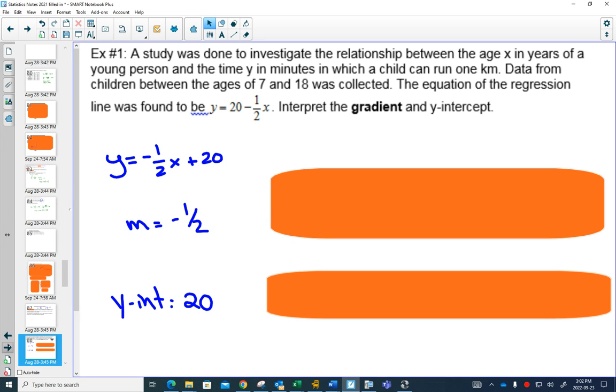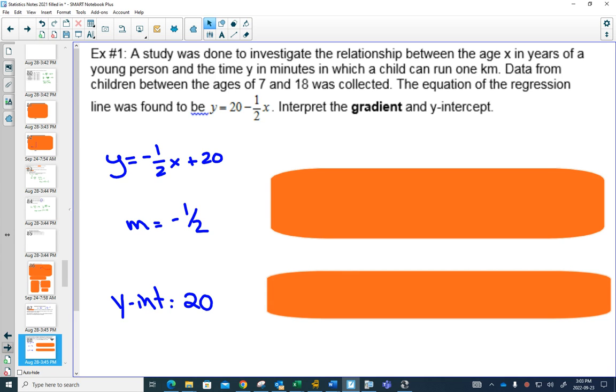Can you see that you could rewrite that as negative 1/2 x plus 20, which is in your y equals mx plus b form? So your slope is negative 1/2. Your y-intercept is 20. What does this mean? You have to figure out what is the relationship. X is the age. Y is the time in minutes. So what does a negative 1/2 mean as a slope?